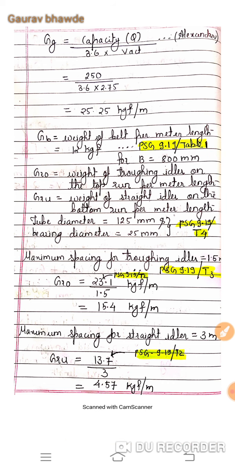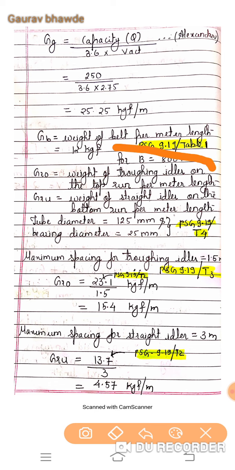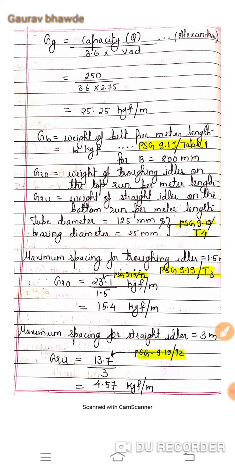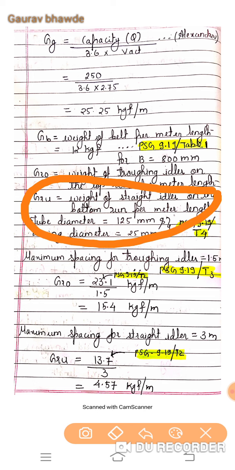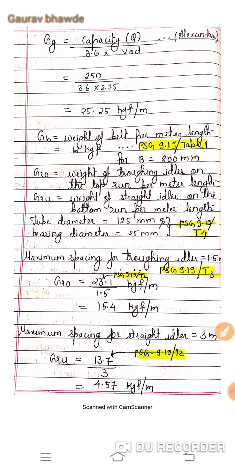The next term is GRO, which is equal to weight of troughing idler on the top run per meter length. Next term is GRU, which is equal to weight of straight idler on the bottom run per meter length. So the distinction between GRO and GRU is one is for the top run, other is for the bottom run.